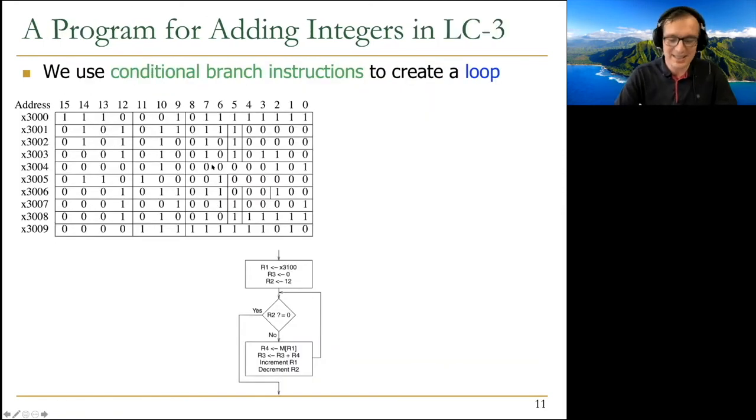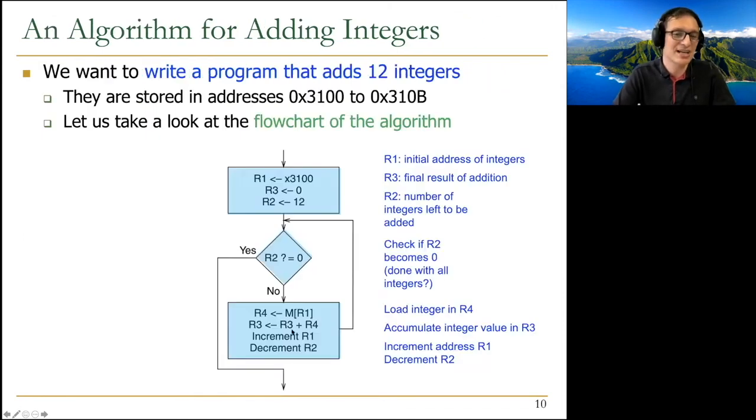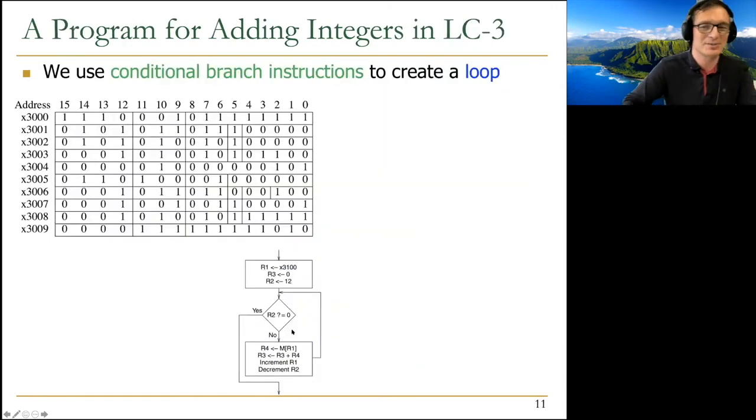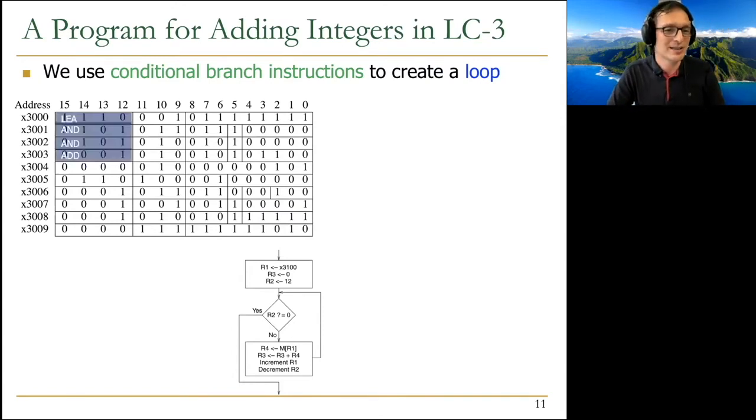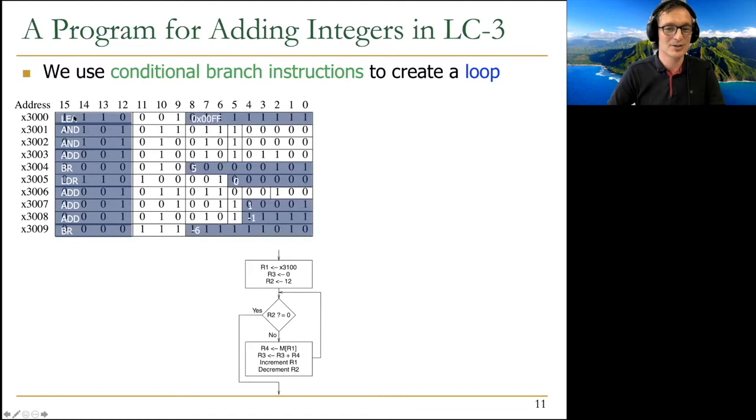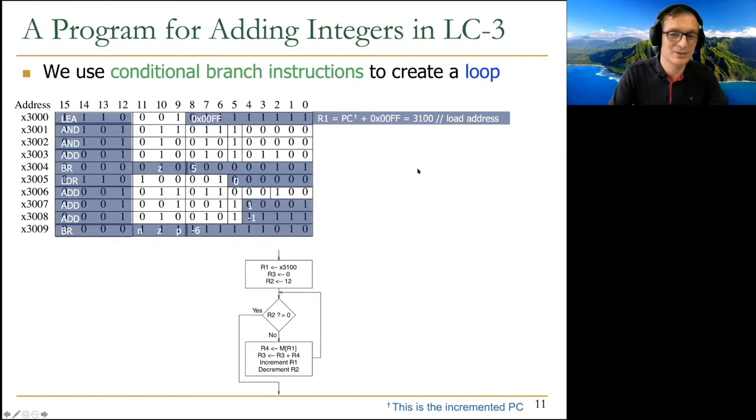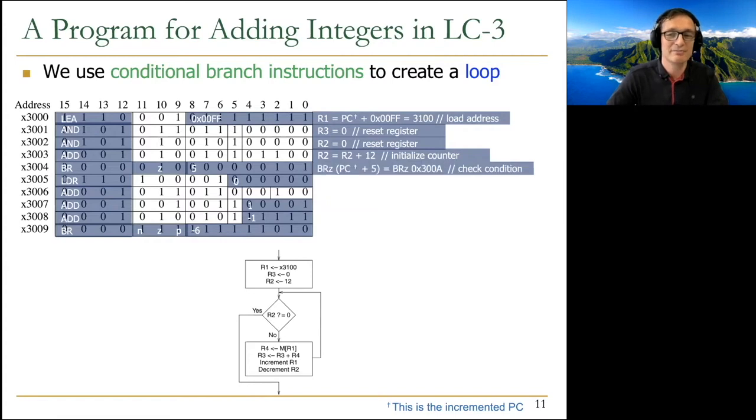The next step is translating all of this to instructions in the ISA. This directly goes into machine code, of course. We use conditional branches to create a loop, and these are the instructions, as you can see. There's a load effective address that loads a value, 3100, into a register. So this is the load address, as you can see over here. Then we reset the registers, the top two things over here, R3 and R2. Then we initialize the counter, as you can see over here, R2. Then we check the condition that's over here. And then we jump out if the condition is true.